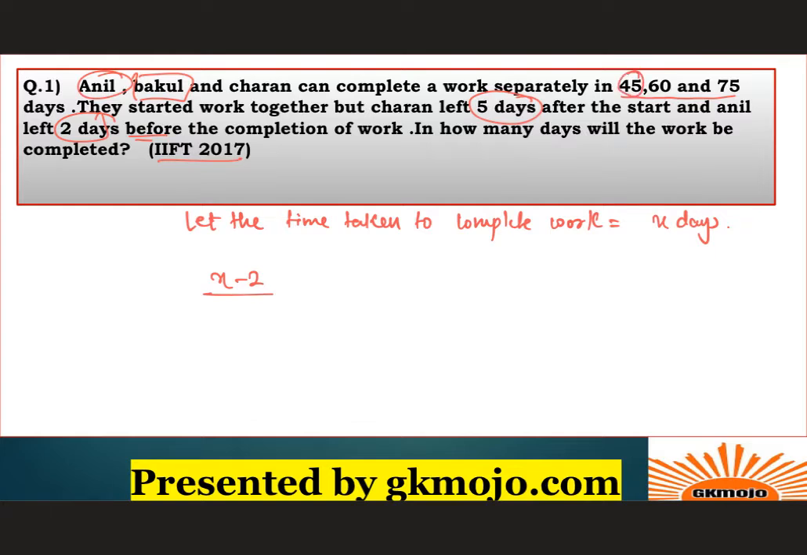So in a day, he must be doing 1 by 45th of the work, and in x minus 2 days, he would be doing (x minus 2) upon 45th part of the work. Similarly, Bakul completes the work in 60 days, hence he does 1 by 60th part of the work in a day, and he works for the complete x days, so x by 60. Similarly, Charan left after 5 days, so he worked for 5 days and can complete the work alone in 75 days, so 5 by 75. And this is equal to 1 because one complete work has been completed by all three.